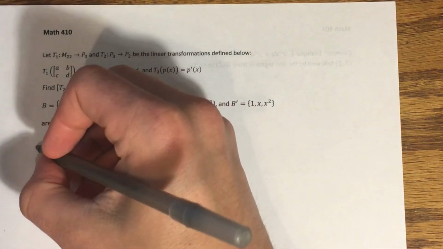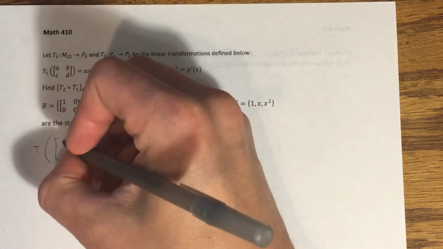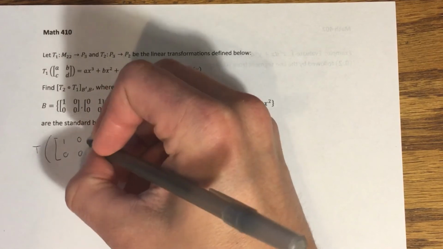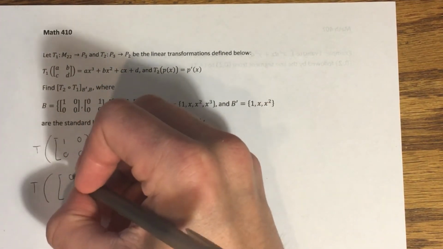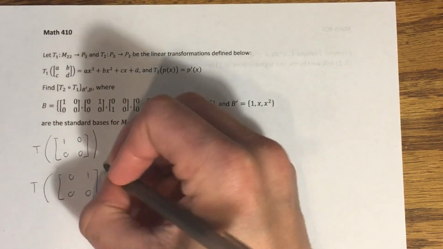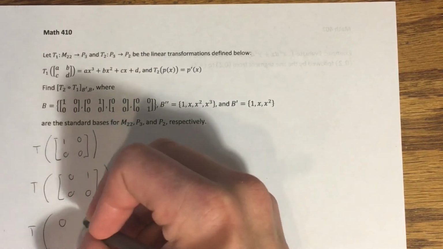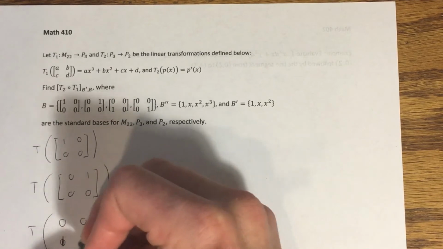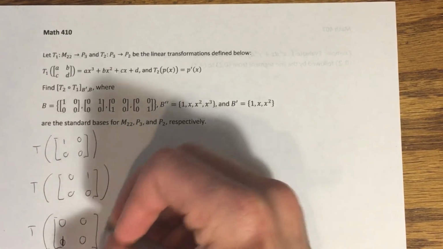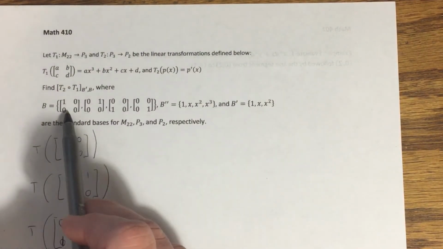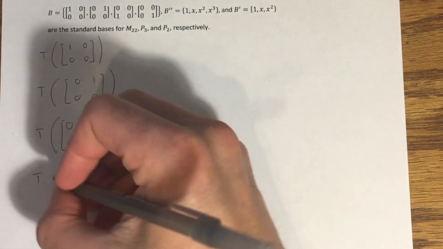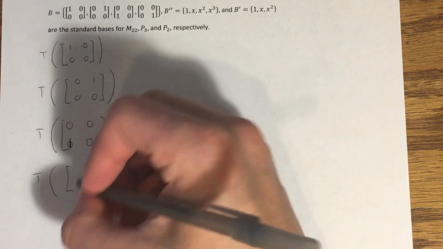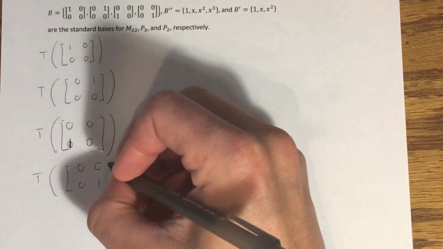So here's what we're looking at. T of 1, 0, 0, 0. T of 0, 1, 0, 0. T of 0, 0, 1, 0. Notice it's really important that we do this in the order that they're listed, because this is an ordered basis. Otherwise, your coordinate vector is not going to be correct. So 0, 0, 0, 1.